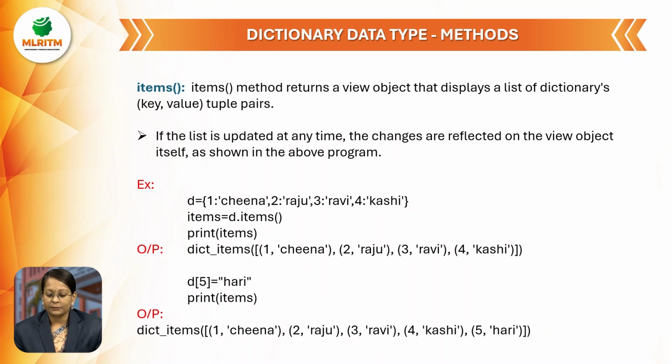Next, the method is items. The items method returns a view object that displays a list of the dictionary's key-value tuple pairs. Just observe: the keys method is used to print only the keys of the dictionary, the values method is used to print only the values, and items is used to print the items of the dictionary. Those items are in the form of tuples, with key and value pairs in tuple format. So we got the output in tuple format.